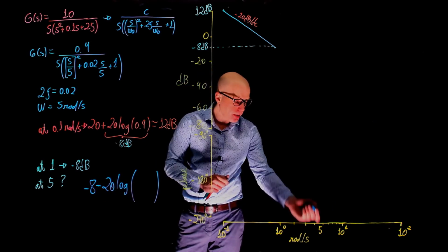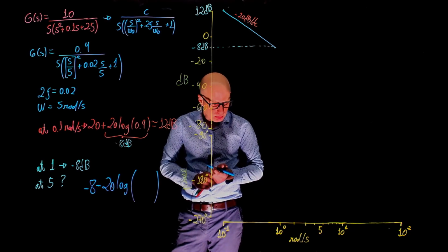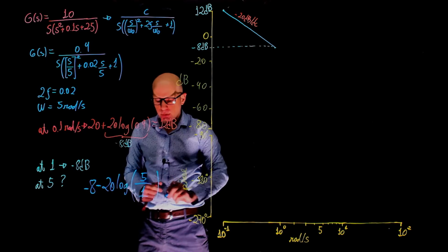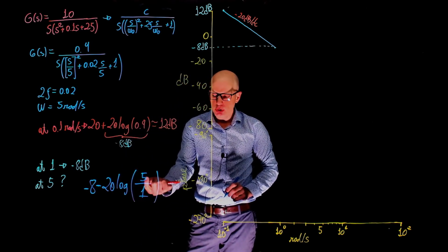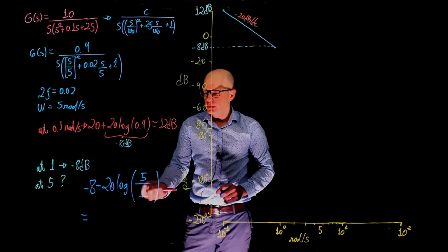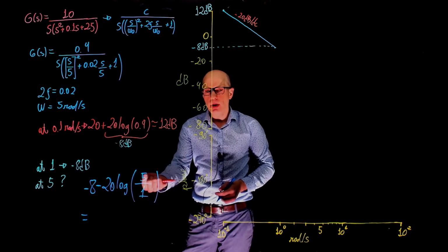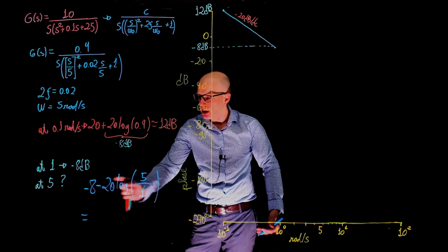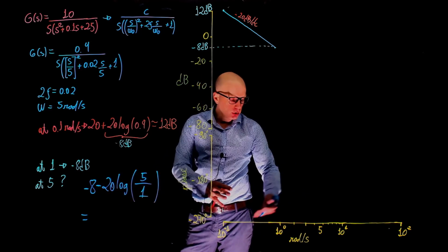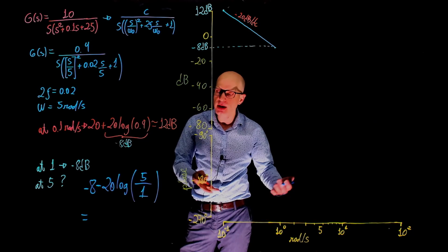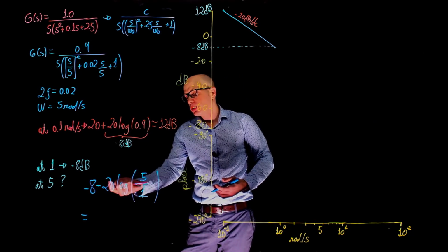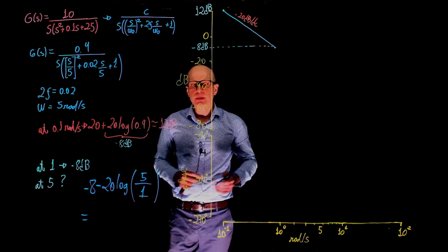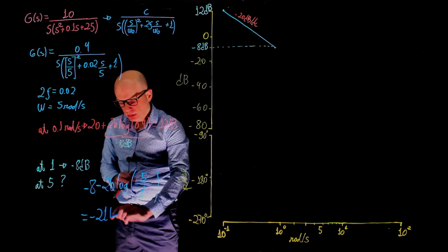But we are stopping at 5 radians per second. So this is now 5 divided by 1. We are starting at 1 and going towards 5. Again, if you're going by a full decade, this would be 10 and you would go down by negative 20. We are only stopping at 5. It is half of a decade, but this is not a linear scale. We are going to have negative 8 minus 20 log of 5. So this is approximately negative 21 dB.